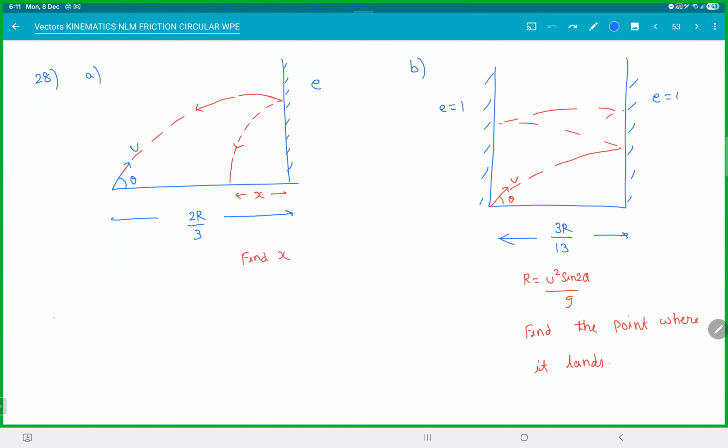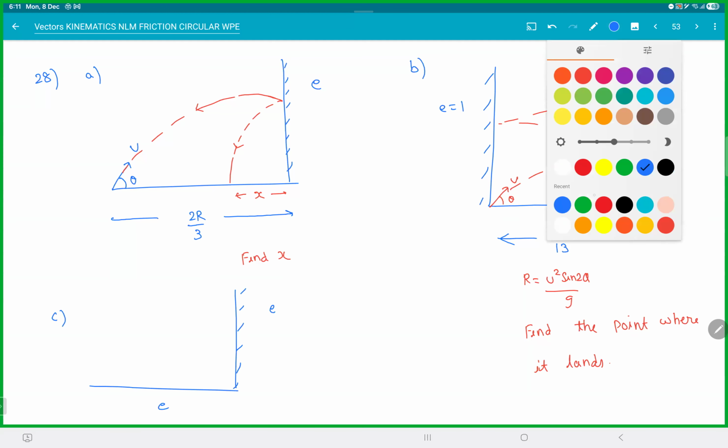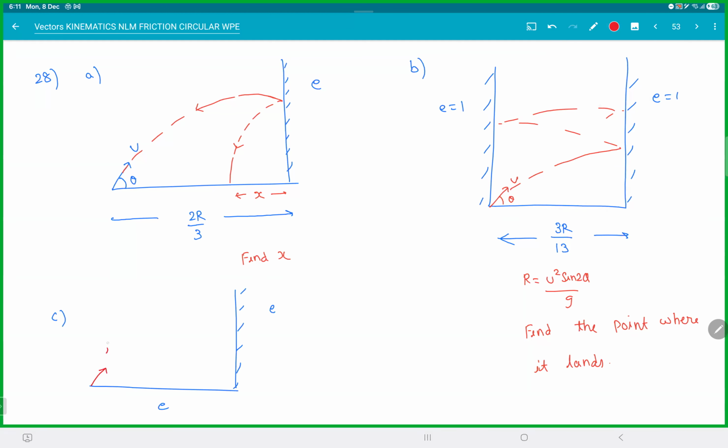I can add one more question. We did this in the class notes also, in collisions. This is E, this is E. A ball is projected with u and theta. It goes there and collides at h max. Then it comes and lands on the ground. And then again it bounces and goes back to the point of projection. Find E.